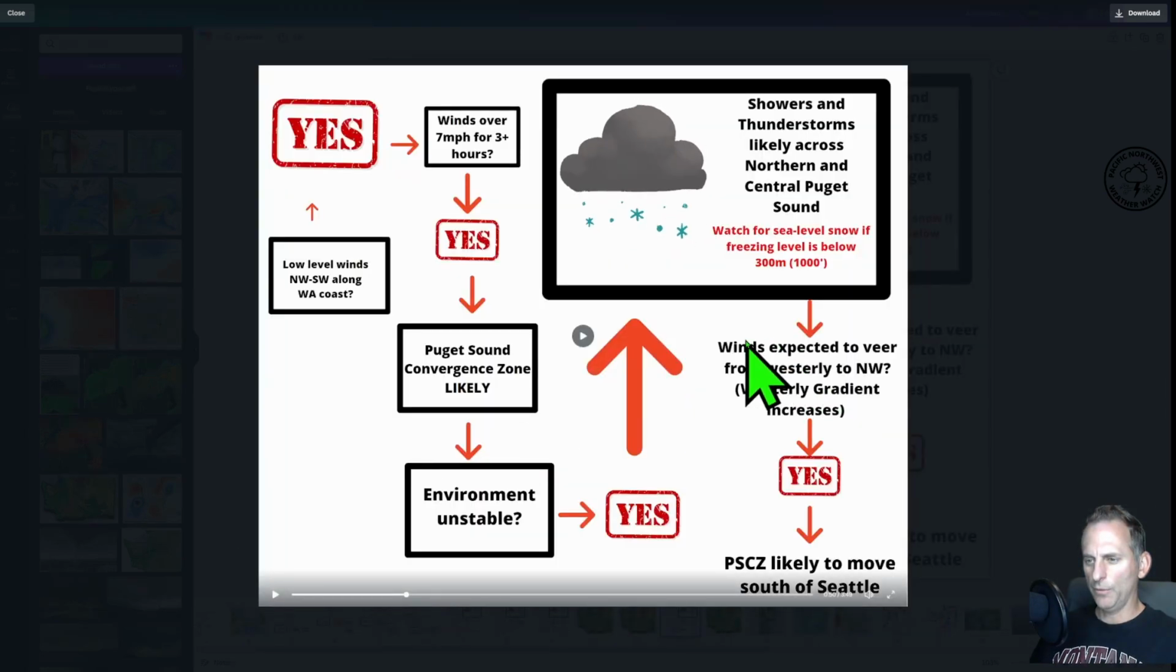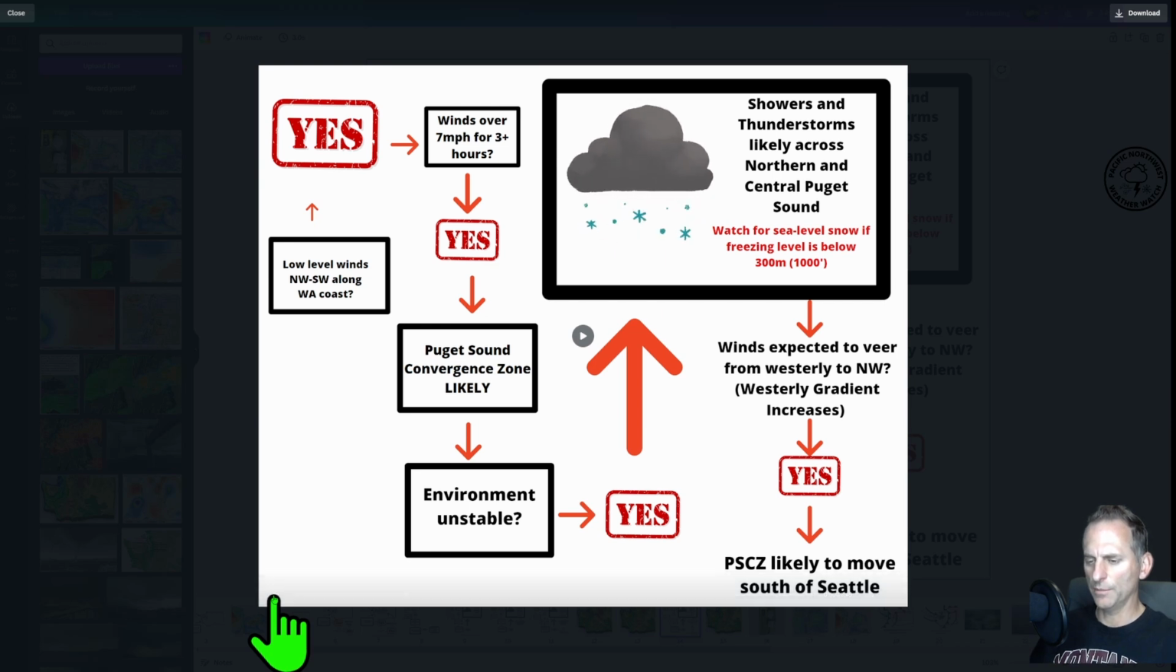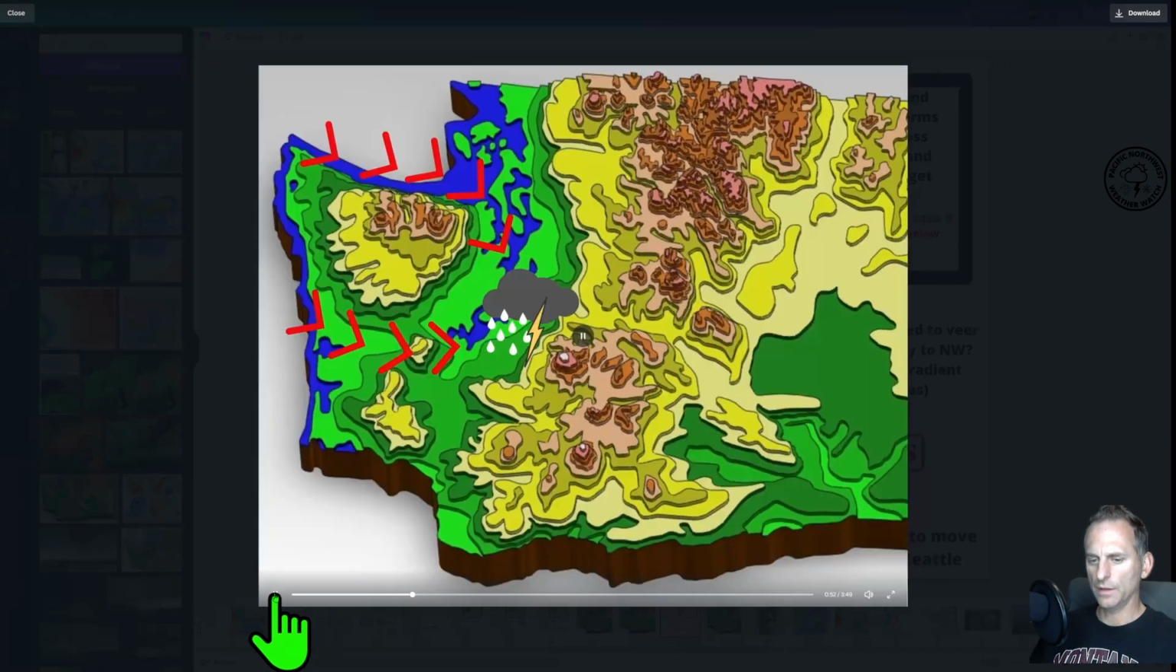Now here we're looking at winds expected to veer from westerly to northwest. The westerly gradient is increasing. If yes, the Puget Sound Convergence Zone is likely to move south of Seattle, hang up over SeaTac, sometimes even a little bit further south, depending on the exact scenario here. And then as we take a look at this, you can see the wind's coming more out of the northwesterly around the Strait of Juan de Fuca, a bit more westerly through the Chehalis Gap and meeting up maybe Seattle south through SeaTac, just a little bit south.